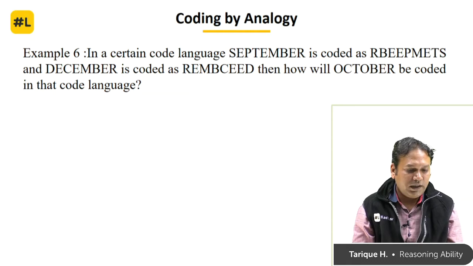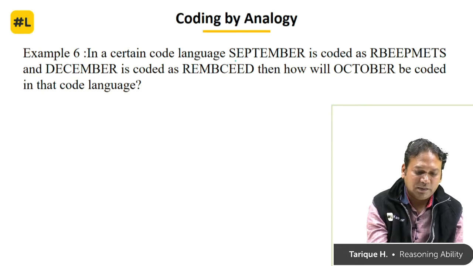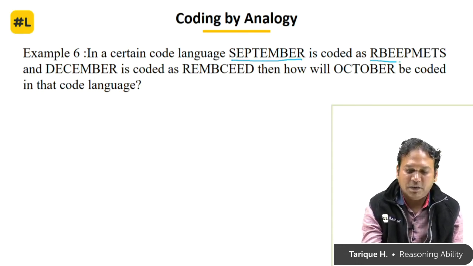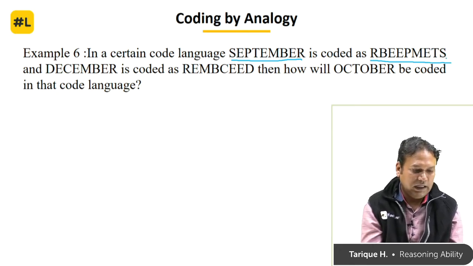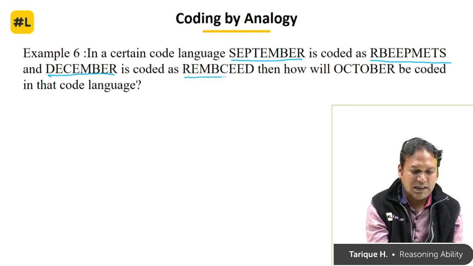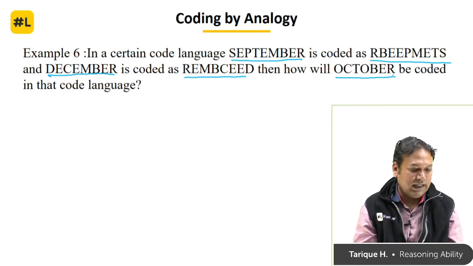So here in this particular code, the word September is coded as RBEEPMETS and December is coded as REMBCEED. Then how will October be coded in that code language?